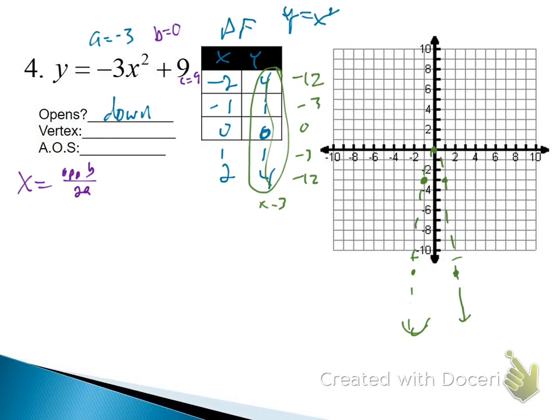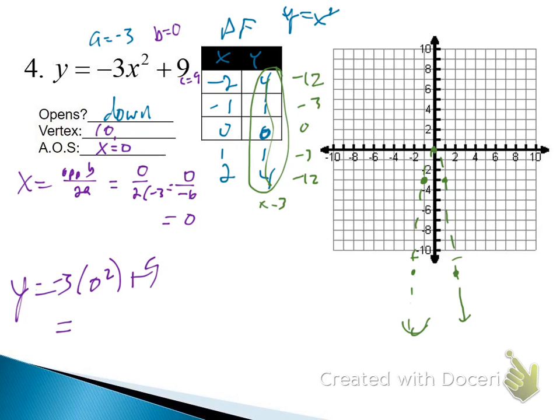Okay? So we go opposite of 0, which is 0, over 2 times A, which is -3. And we get 0 over -6, or just 0. So the axis of symmetry is at x equals 0. The vertex, the x coordinate, is 0. So we've got to plug that in and find the y coordinate. That makes this very easy because 0 is always easy to plug in. 0 plus 9 is 9. And so the y coordinate for your vertex is 9.